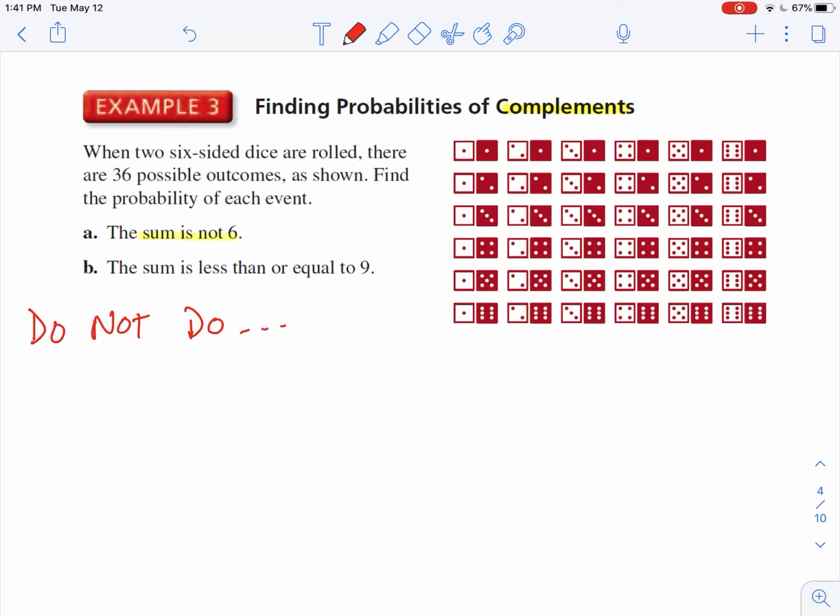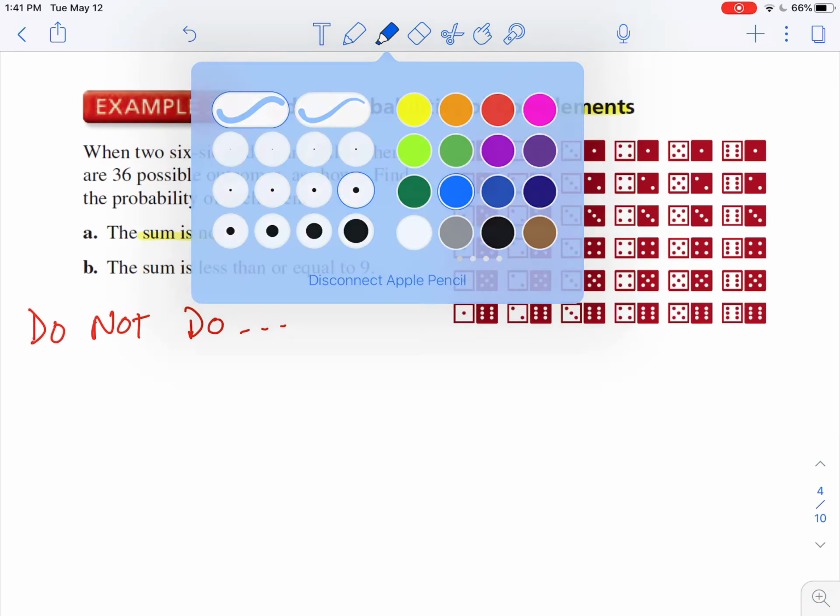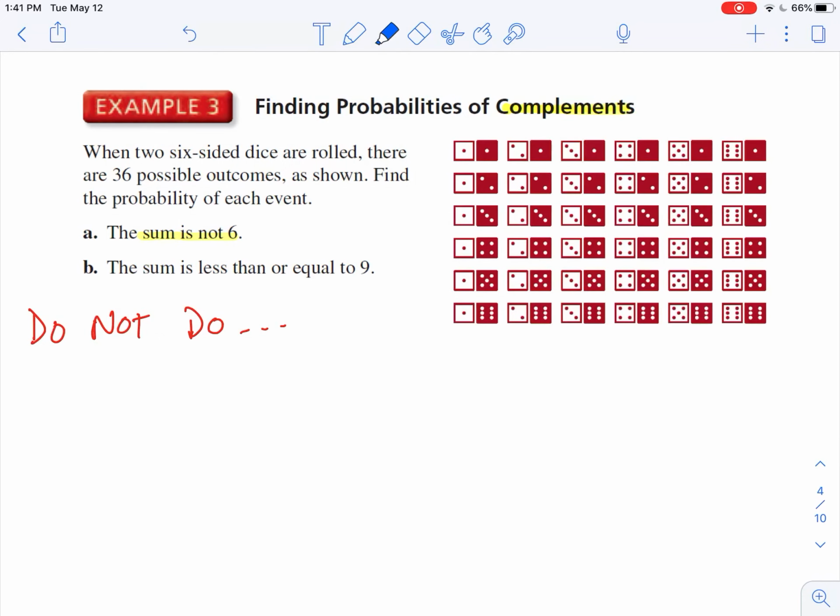You could go through and find the probability of not getting the sum equal to 6, and you could highlight, and I'm going to use blue here, all the sums that aren't 6. Well, 2 isn't 6, and 3 isn't 6, and 4 isn't 6, and 5. Well, that one is 6. 7, 3, 4, 5, 7, 8, 4, 5, 7, 8, 9. Holy moly, there's a lot of these that are not 6, and this is taking forever.